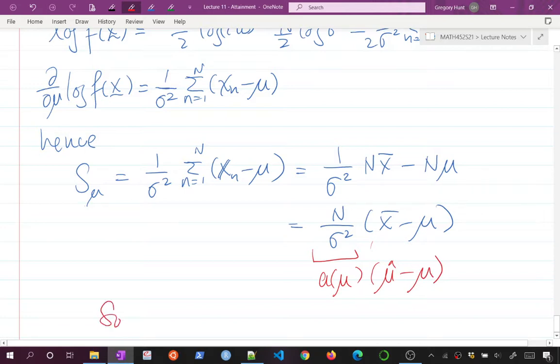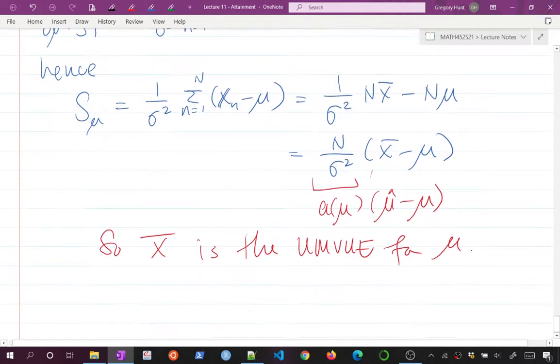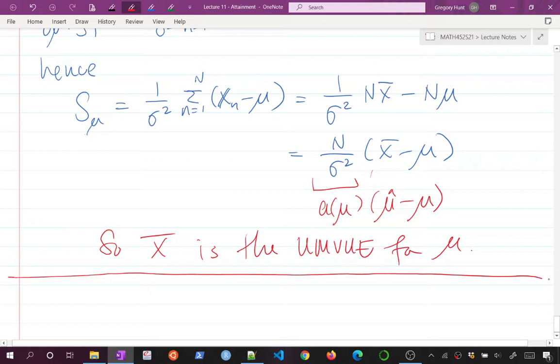And so, as we showed last time, x bar is the UMVUE for mu. If you didn't believe it the first time, you won't believe it the second time, but I'll do it again. By that theorem, because we've shown that proportionality, mu hat, or x bar, is the UMVUE.